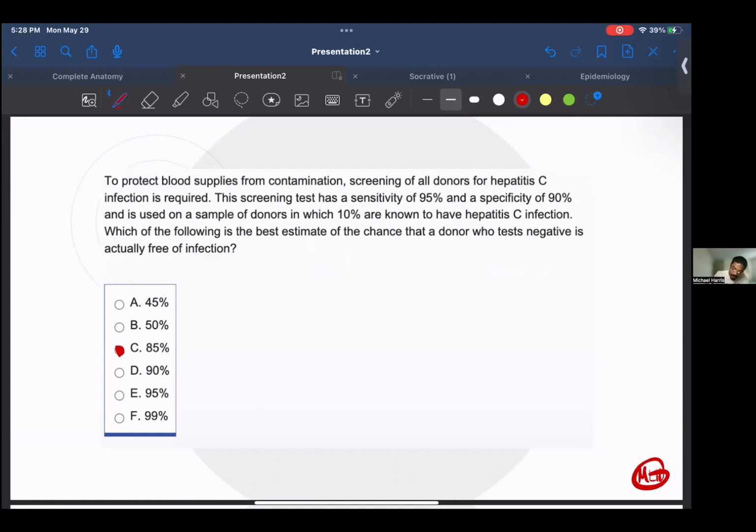Okay, let's walk this one through. So essentially what they want you to do is estimate the chance that a donor who tests negative is actually free of infection. So you want to know, if I go to the doctor and I say, hey, I got a negative test for HIV, do I really have HIV, or is this really negative? That's what I want to know as a patient, right? Good. So the negative predictive value.